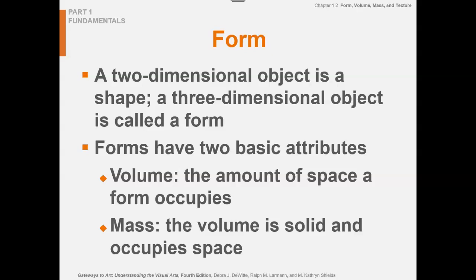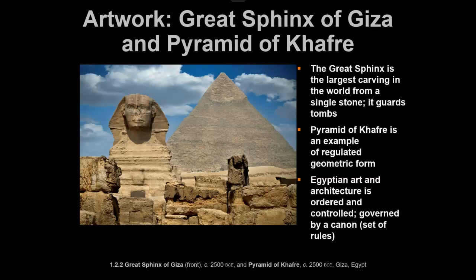With form, if we think about two-dimensional objects, they're considered shapes. With a three-dimensional object, we're going to call it a form. With form, you have two basic attributes, which are the volume, the amount of space that it occupies, or the mass, the volume is solid and it occupies that space. Here in the Great Sphinx of Giza, this is the largest carving in the world that's made out of a single stone.